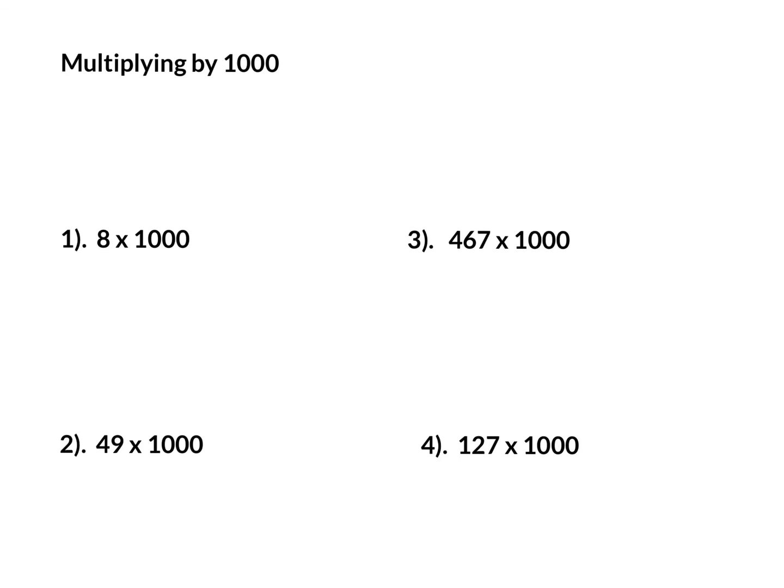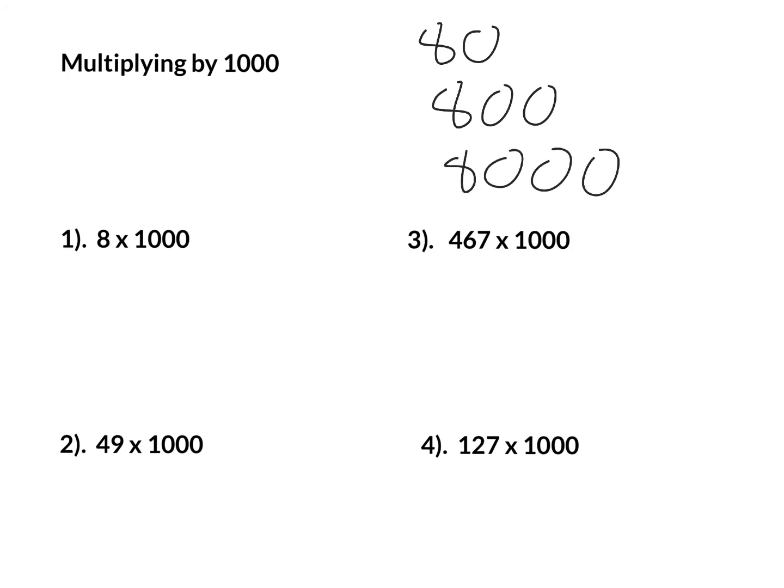Okay, so now we have some multiplying by 1,000 questions. We saw the connection earlier that when we were multiplying by 10, for example, 8 times 10 is 80. 8 times 100 is 800, and 8 times 1,000 is going to be 8,000. So when you're multiplying by 10, there was 1 zero at the end of the number. Multiplying by 100, 2 zeros. Multiplying by 1,000, 3 zeros.